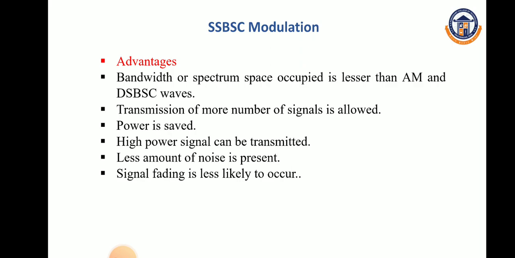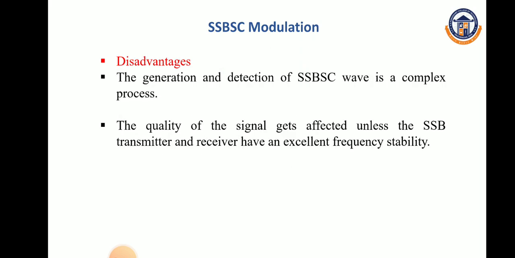We go for the SSB-SC mainly for power, and higher power signals can be transmitted through the SSB-SC modulation, and a lesser amount of noise is present in the SSB-SC, and signal fading is very unlikely to occur in the SSB-SC modulation. And these are the two points of disadvantage of SSB-SC modulation.